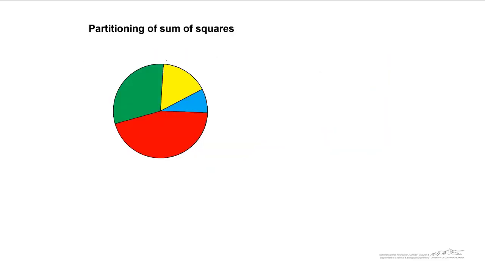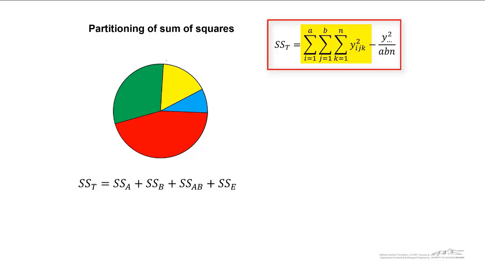So in ANOVA, as you know, we can partition the sum of squares. Here we have the total sum of squares. Here the index I is iterating through additive or factor A. J is iterating through time, which is factor B. And K is the index of iteration through all samples for each of those different combinations of A and B.